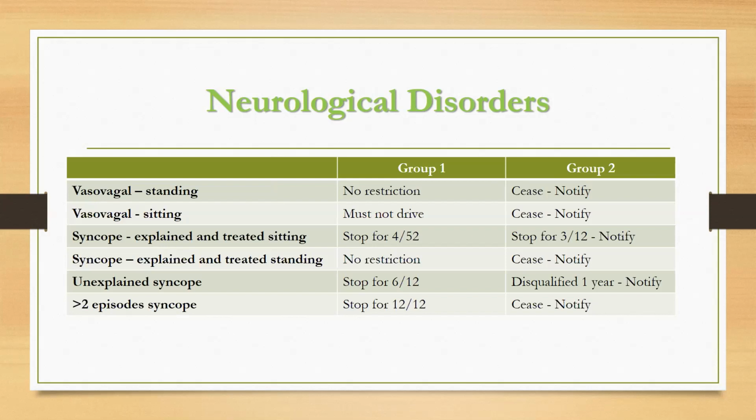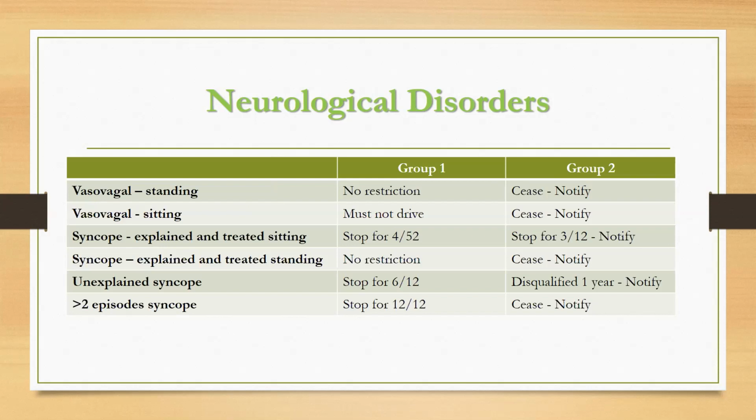So if the patient has syncope and it was explained, which means that there's a cause for this syncope and it was treated, and this syncope happened while the patient is sitting, for group 1, he should stop driving for 4 weeks or 1 month, while for group 2, the patient should stop driving for 3 months and should notify the DVLA. For the same condition, syncope, which is explained and treated, while the patient had the episode while standing, for group 1, there is no restriction. For group 2, the patient should notify DVLA and stop driving.